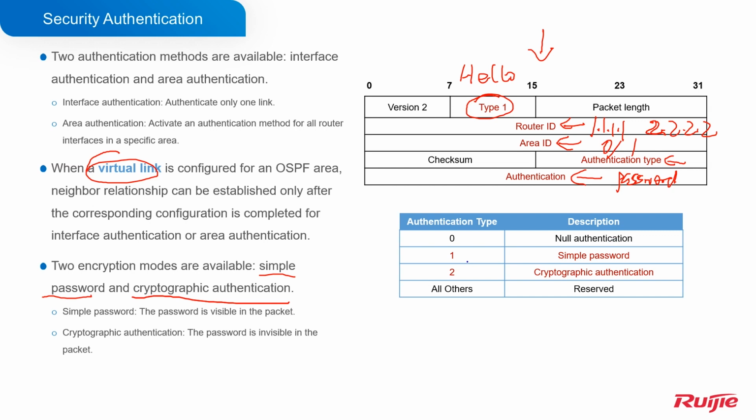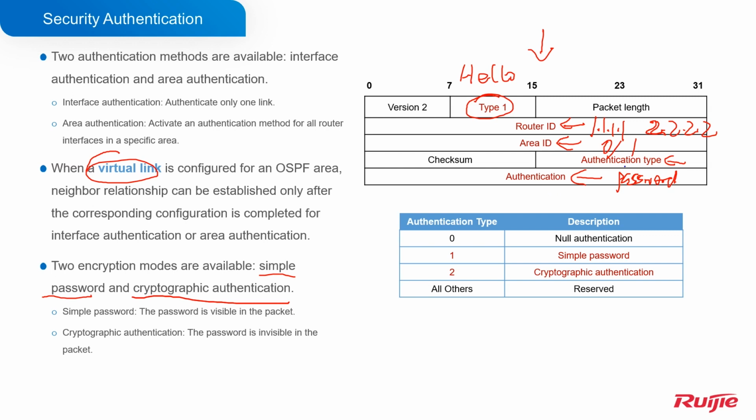Okay, and the second authentication type is 1. The parameter value 1 means we use a simple password. The simple password means the password is visible in the packet, so we can see the password in the packet. So it's not safe. And next the value is 2. It means we use cryptographic authentication. The cryptographic authentication is safer because the password is invisible in the packet, as we encrypt the password. Okay.